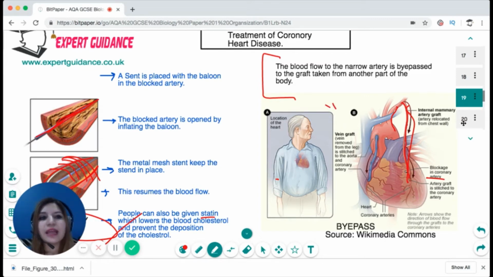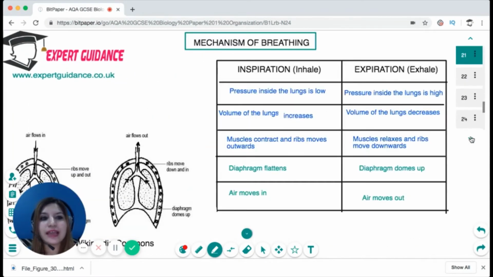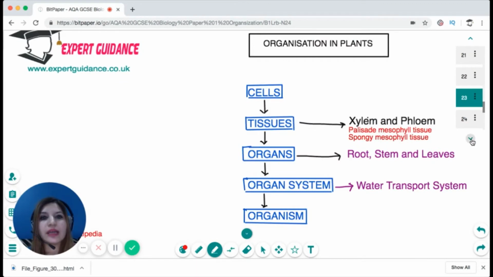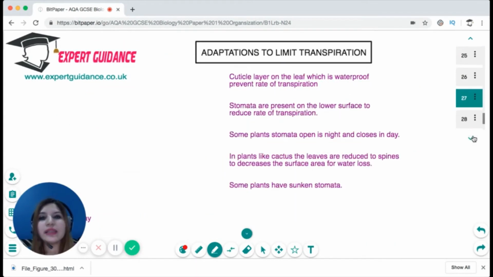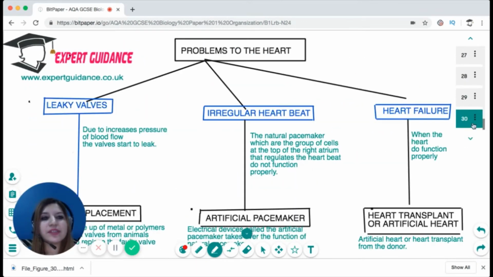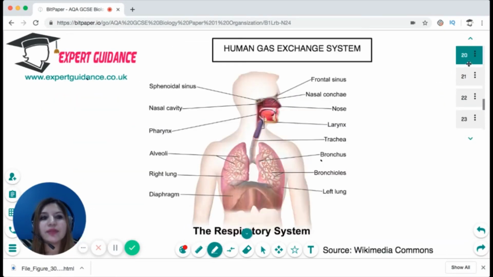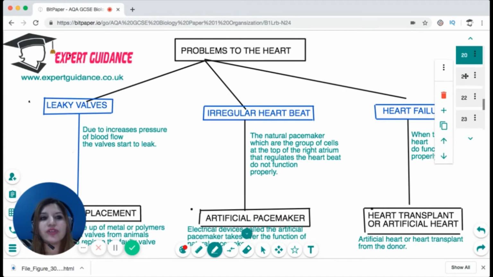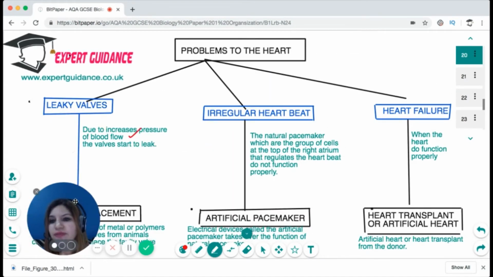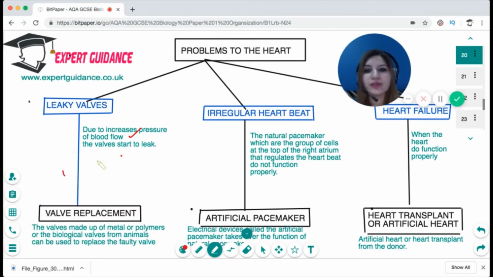Now, there are other problems apart from this that can be associated with the heart, like leaky valves. Maybe over time the blood flows at a very high pressure, so the person can develop leaky valves. Due to increased pressure of blood flow, the valve starts to leak. For that, we have valve replacement, where valves made of metals or polymers are placed, or biological valves from animals can be used.